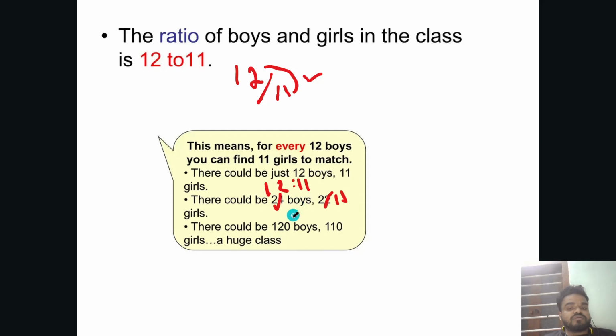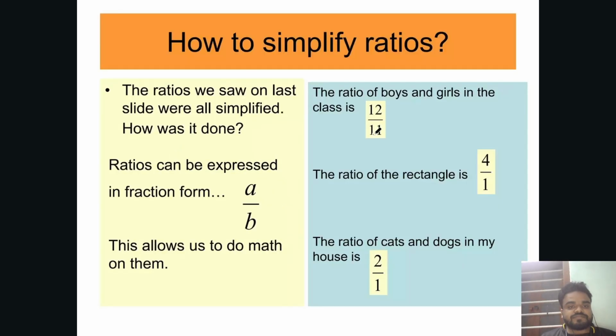Got it? Here also the 0 cancels. See, here also the ratio of the number of girls and boys is the same. That means 12 is to 11 only. Even though the numbers are bigger, the boys and girls are in the same ratio. Got it? Next, how to simplify ratios.